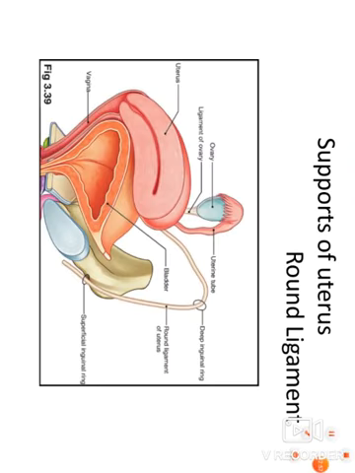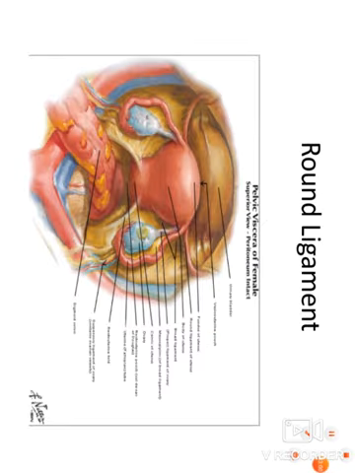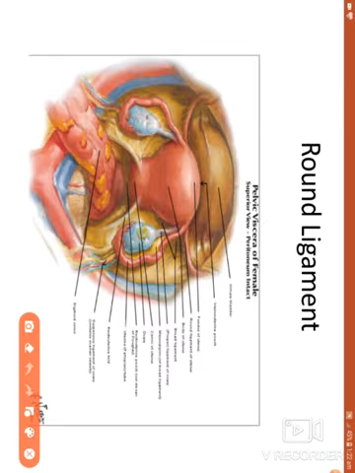Here you can see anteriorly the round ligament, and posteriorly the uterosacral ligament, which helps to maintain the anteverted position of the uterus.